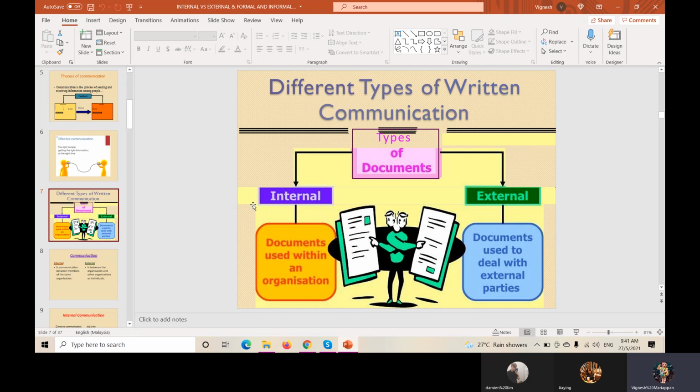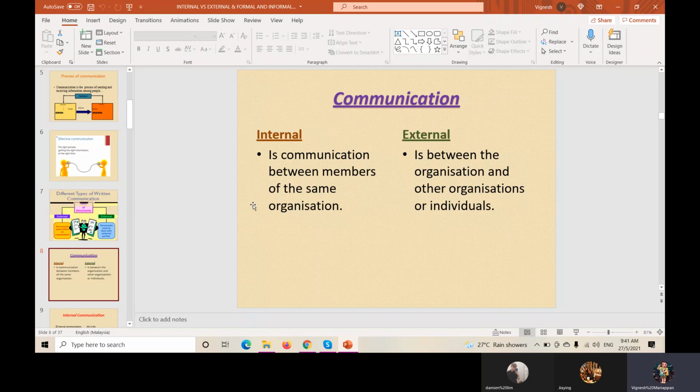You deal with a person outside of the school. We call it external. Internal means inside, external means outside. Please do remember this. Understand or not? This is how you are going to explain.